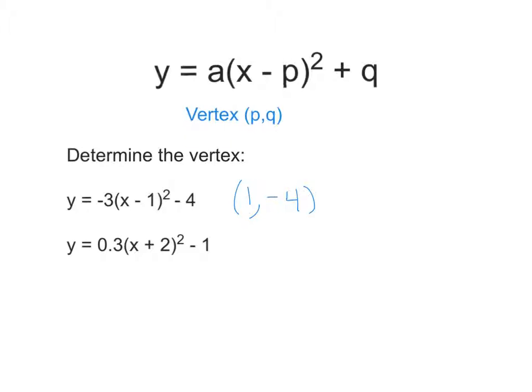Narrow, right. How about the second one? What's the vertex? Negative 2, negative 1. Open up or down? Up. And relatively wide or relatively narrow? Wide. Relatively wide.